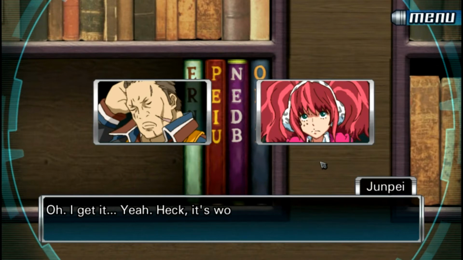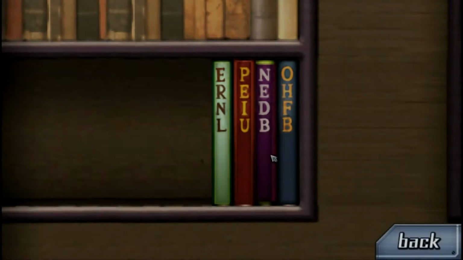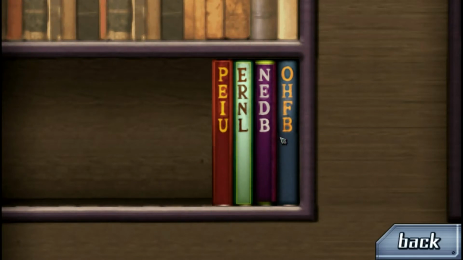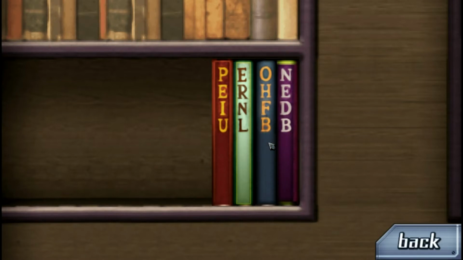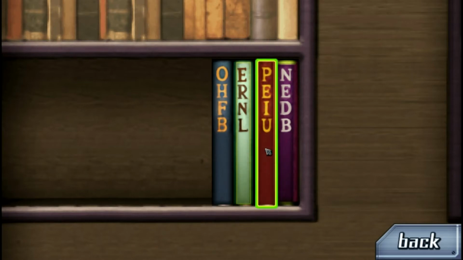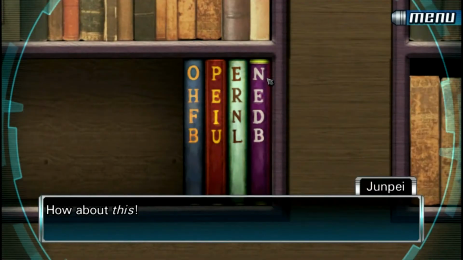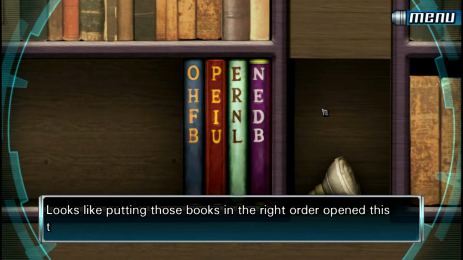Oh, I get it. Yeah, heck, it's worth a shot. Maybe if you move it like this... Hold on a second. Open. Maybe it can open something? Let's see. Open here, find bulb. How about this? And here's the bulb.